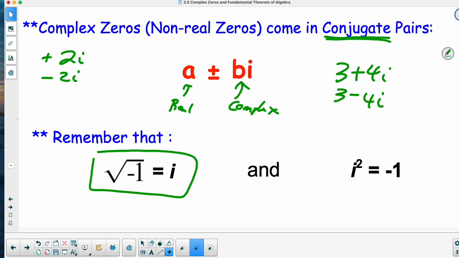The other piece of this is, if I square this, what happens? I square the square root of negative 1, I get negative 1. If I square i, I get i squared. This is also a value that I need us to remember: i squared is negative 1. Yay?